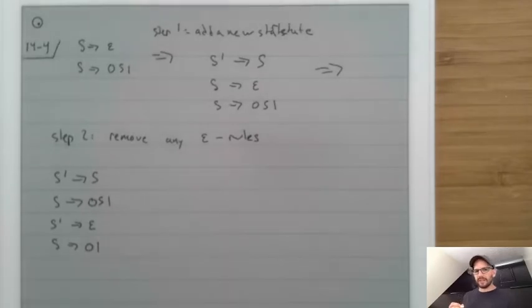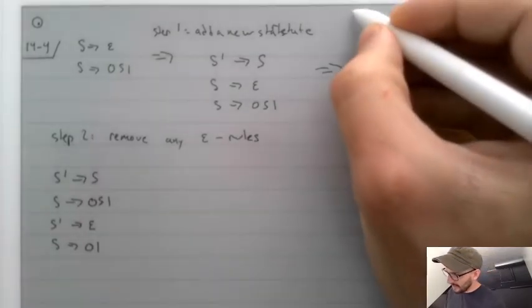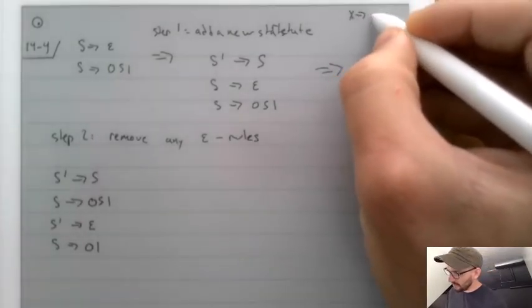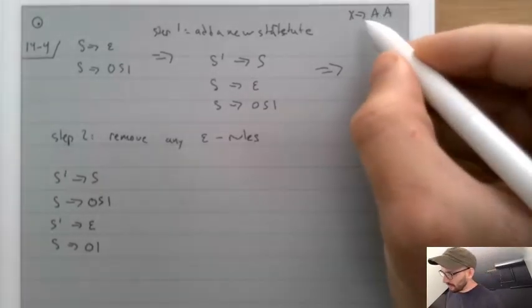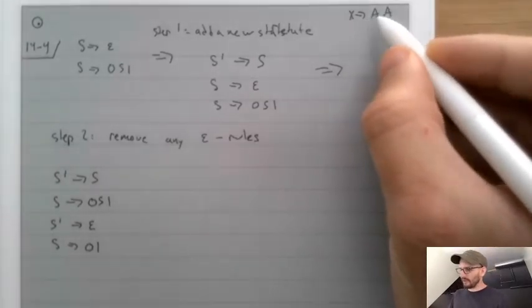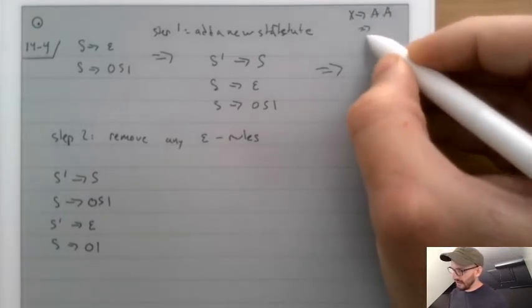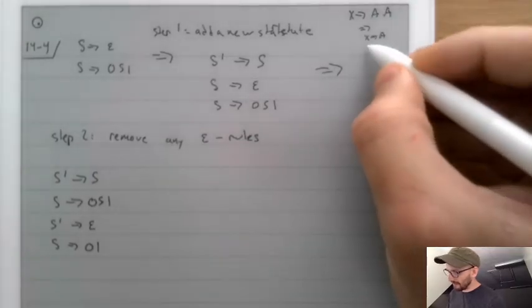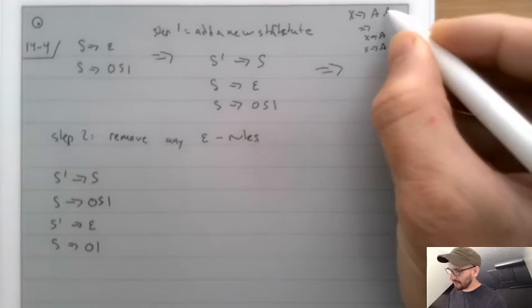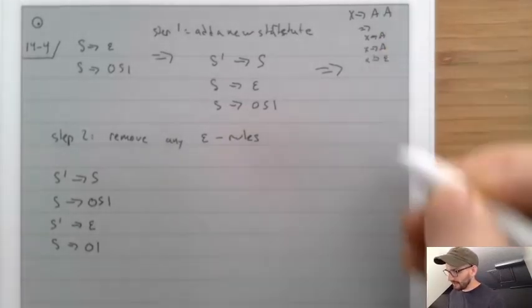Now imagine that we had, and we don't have this one, but imagine we had something like X goes to AA, and A could be epsilon. Then what we would do is we would convert the left one to epsilon, the right one to epsilon, and them both. So we would have X goes to A, that's the left one being epsilon, the right one staying. X goes to A, that's the right one being epsilon, the left one staying. And then X goes to epsilon.